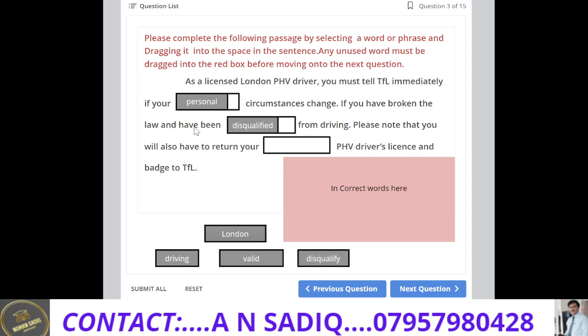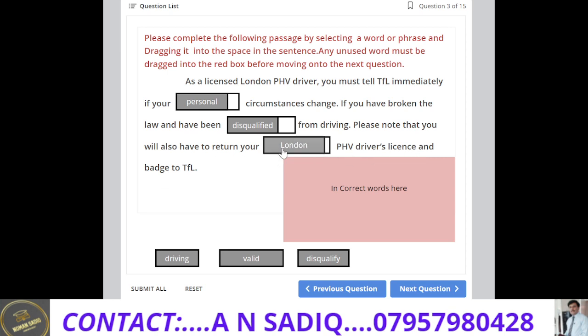So if it is has been or have been, it means it's a passive voice. Then you just have to put the third form. So the best way to remember is if there is have been or has been, you need to put the third form. This is just the trick. So please note that you will also have to return your PHV driver's license, and it is actually London PHV driver's license badge.